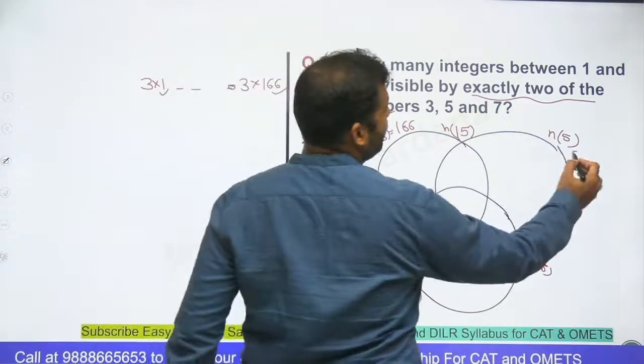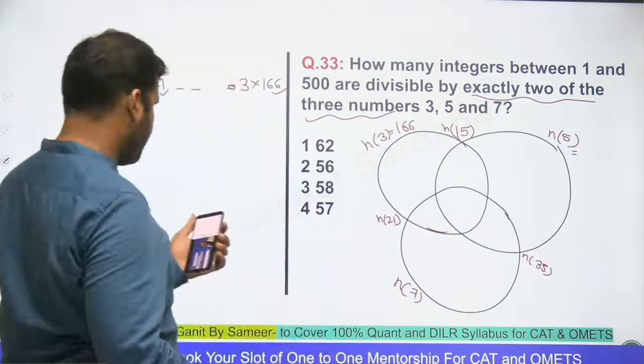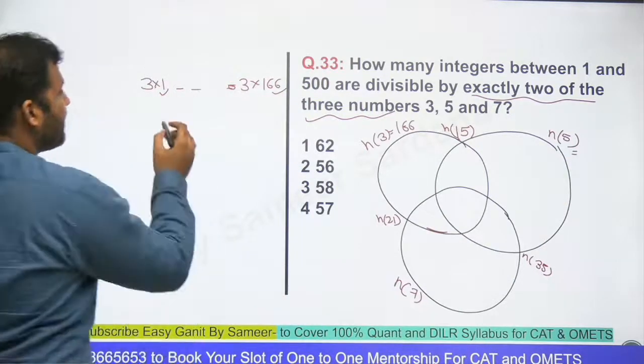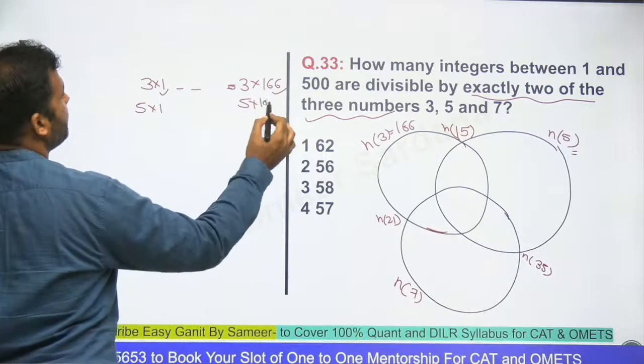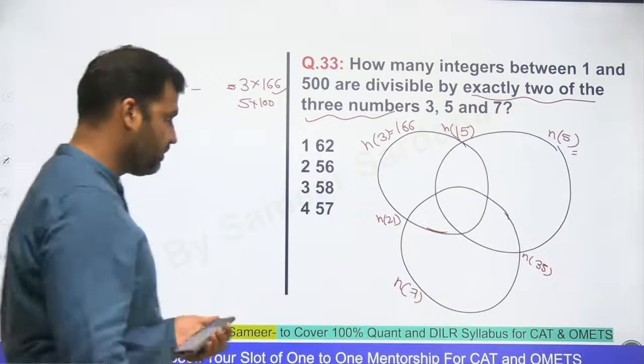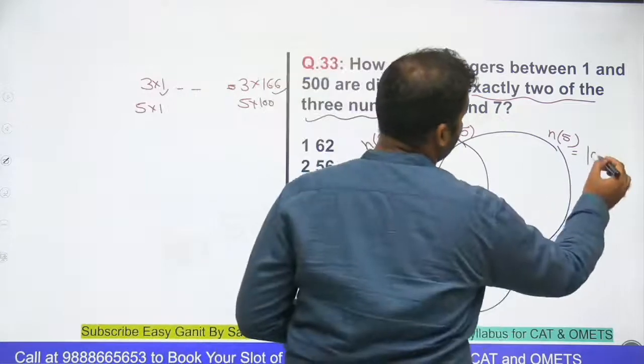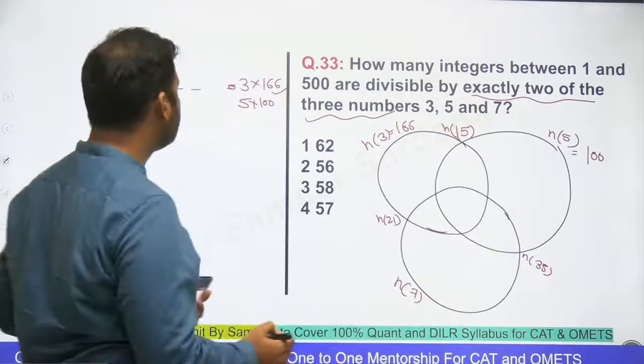5 से divisible वाले numbers बच्चों मेरे को देखना है. If I want to find out the numbers which are divisible by 5, 5 का पहला multiple is 5 into 1, आखिरी multiple 5 into 100. तो कितने numbers हो गए बच्चों? बहुत simple है, very simple. That's total 100.